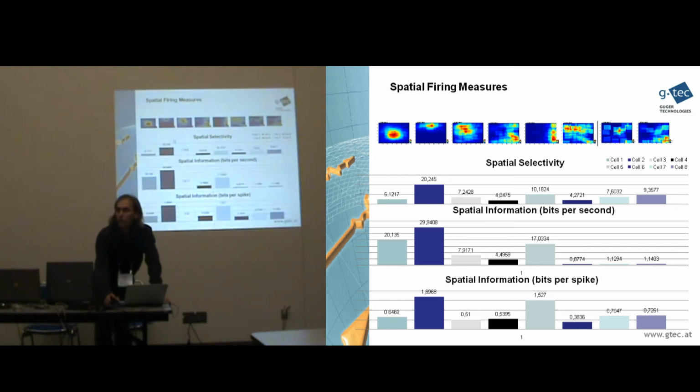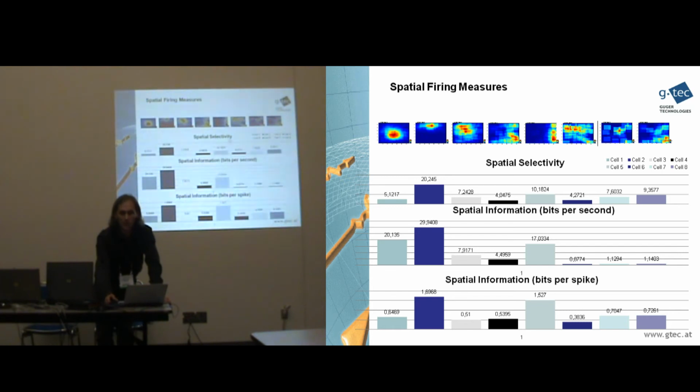So here, from one recording, you see 8 different firing fields. This means for this single rat, we had 8 place cells identified. And as you can see, the quality of the place cells is not always the same. There are specific algorithms available which allow you to quantify how well a place cell is behaving.